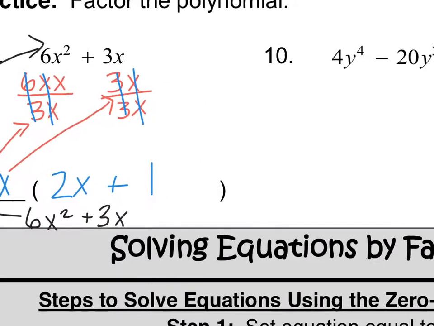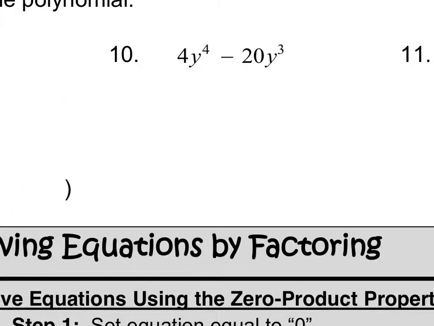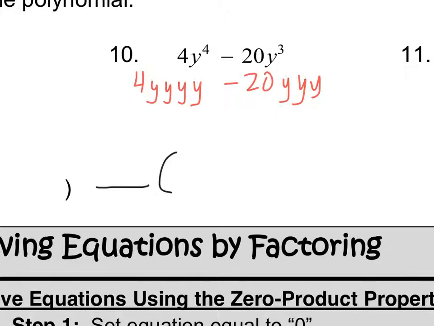All right, so let's look at number 10. And let's let you try and work number 10. No, I'll do number 10 with you. You can do number 11 on your own. So number 10, the first thing we're going to do is expand out what we've got. So we've got 4y to the 4th minus 20y to the 3rd. And we're going to need to put our greatest common factor on the outside and then divide out, and what's left will be on the inside.